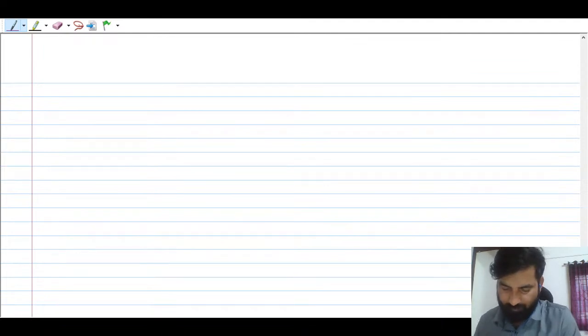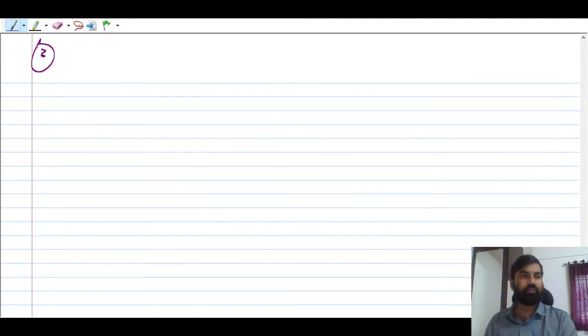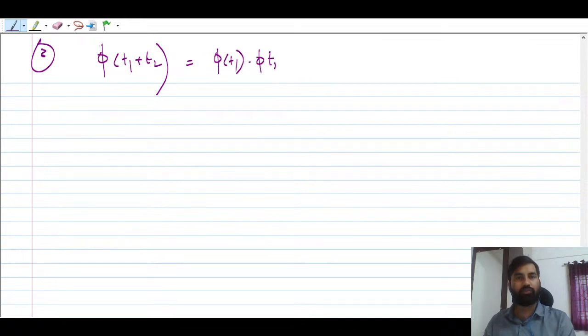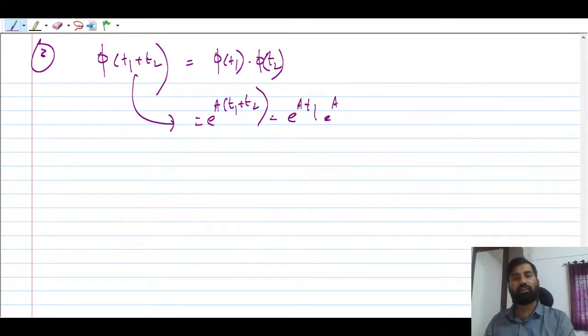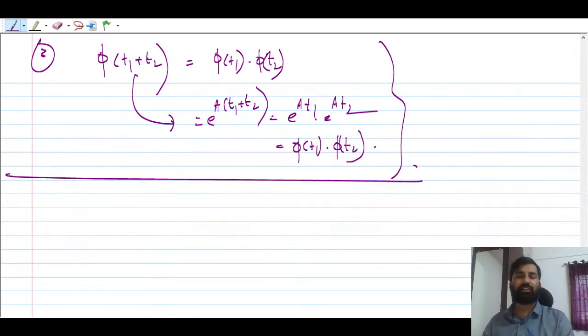Then the next property is, suppose you are finding phi of t1 plus t2. It is nothing but, you can prove it, phi of t1 into phi of t2. How? You have e raised to A times (t1 plus t2), and if you break this, e to the A t1 times e to the A t2, which is nothing but phi of t1 times phi of t2. You can prove each and everything, there is no difficulty at all.